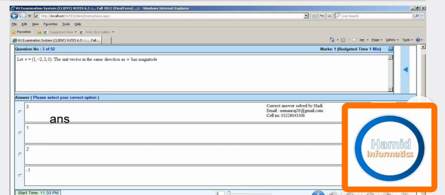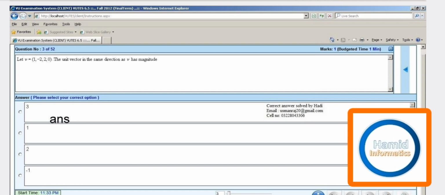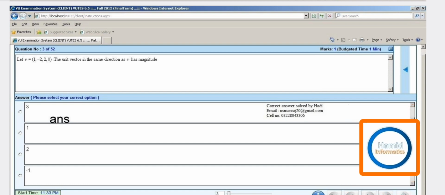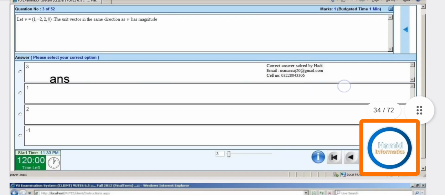Next question is: let v equal to (1, -2, 2, 0). The unit vector in the same direction as v has magnitude 3.